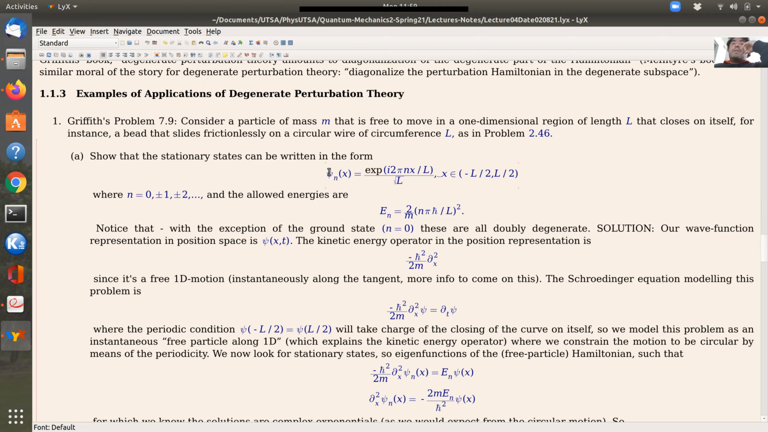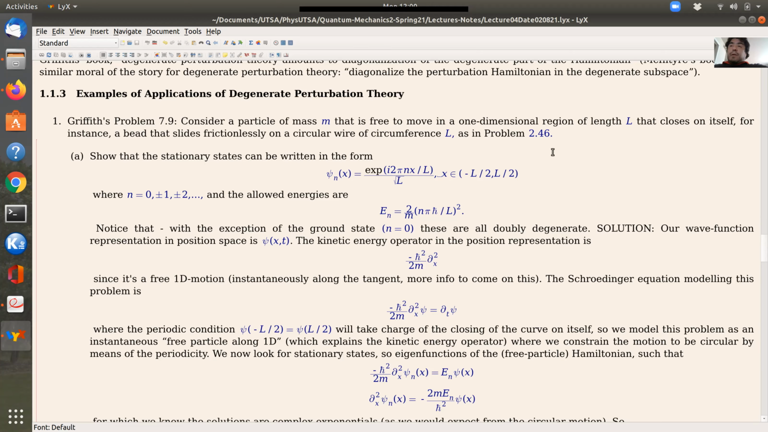So the first one is going to be a problem from Griffiths to show you how to use what we have learned right now. And it goes like this. Let's say that you have a particle of mass m that is free to move in a one-dimensional region of length L that closes on itself. And to fix ideas, we're going to think that it's a bead that slides frictionlessly on a circular wire. So you have basically circular motion, and the wire is of circumference L.